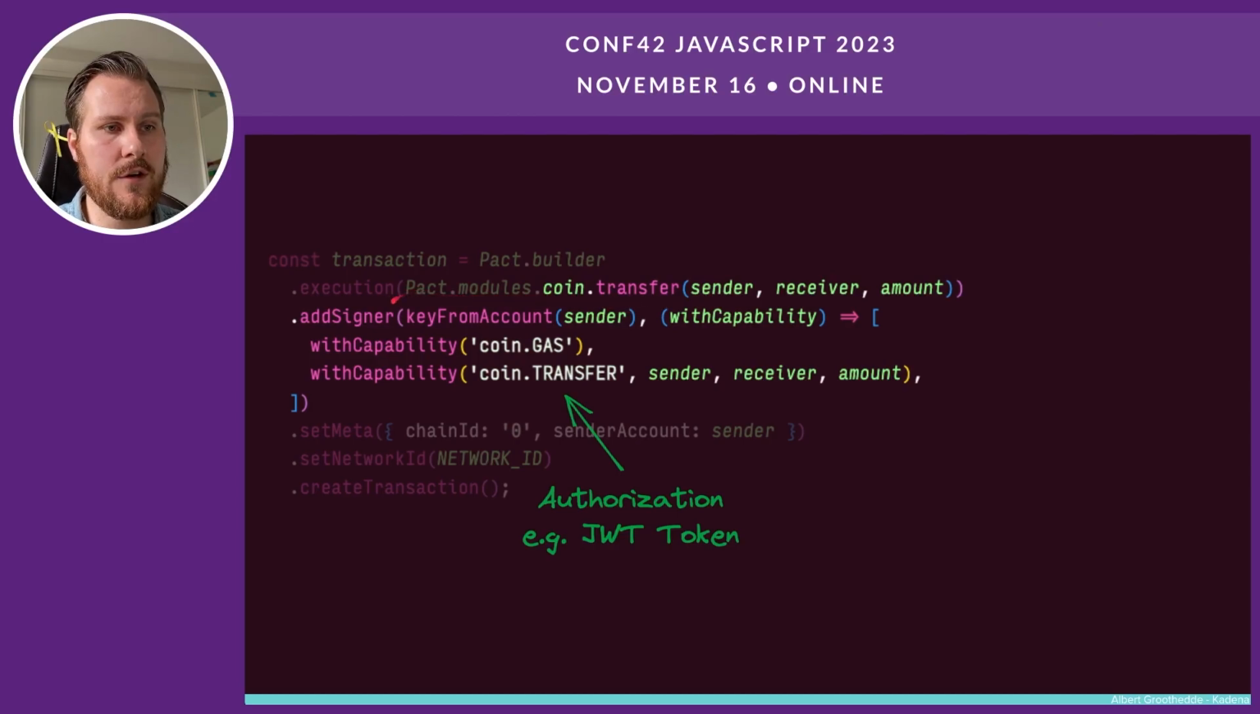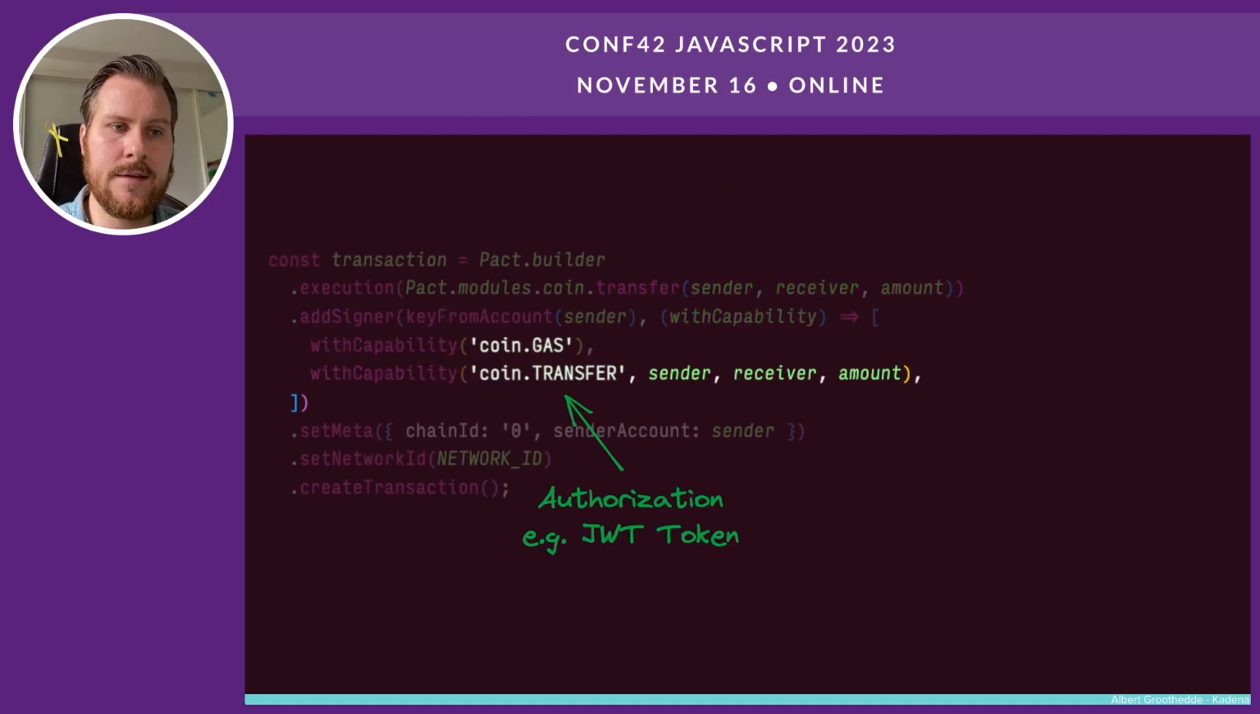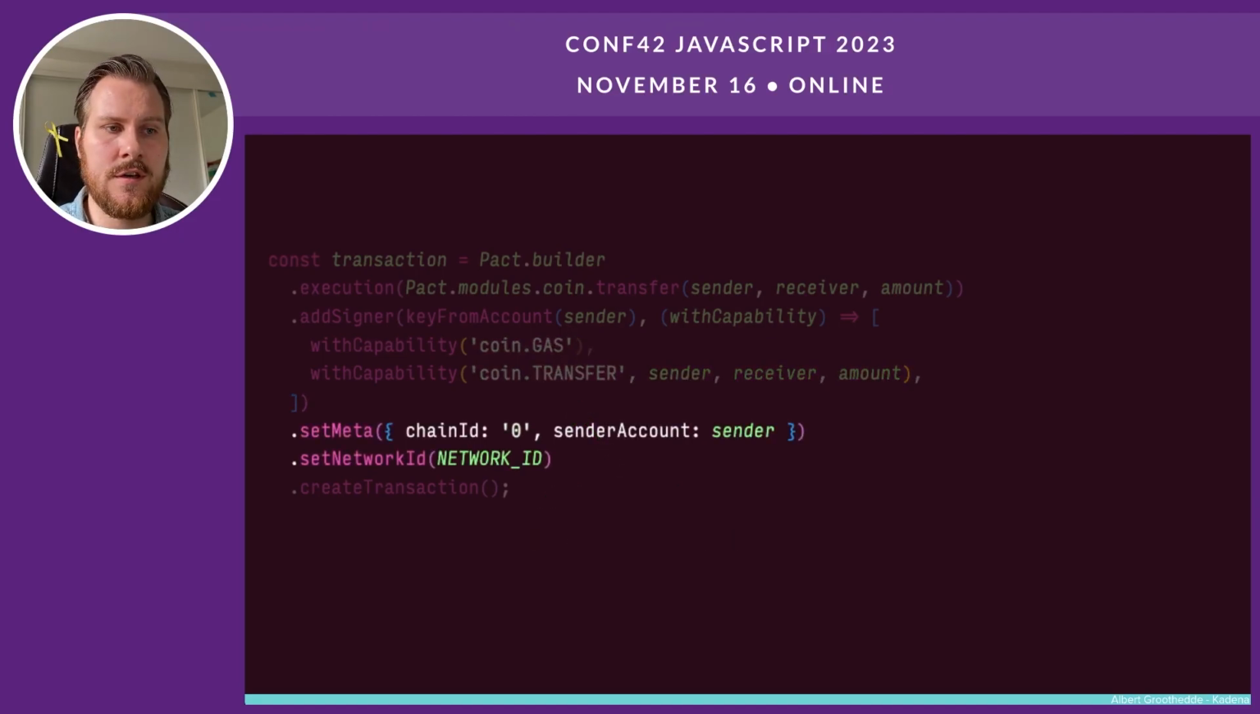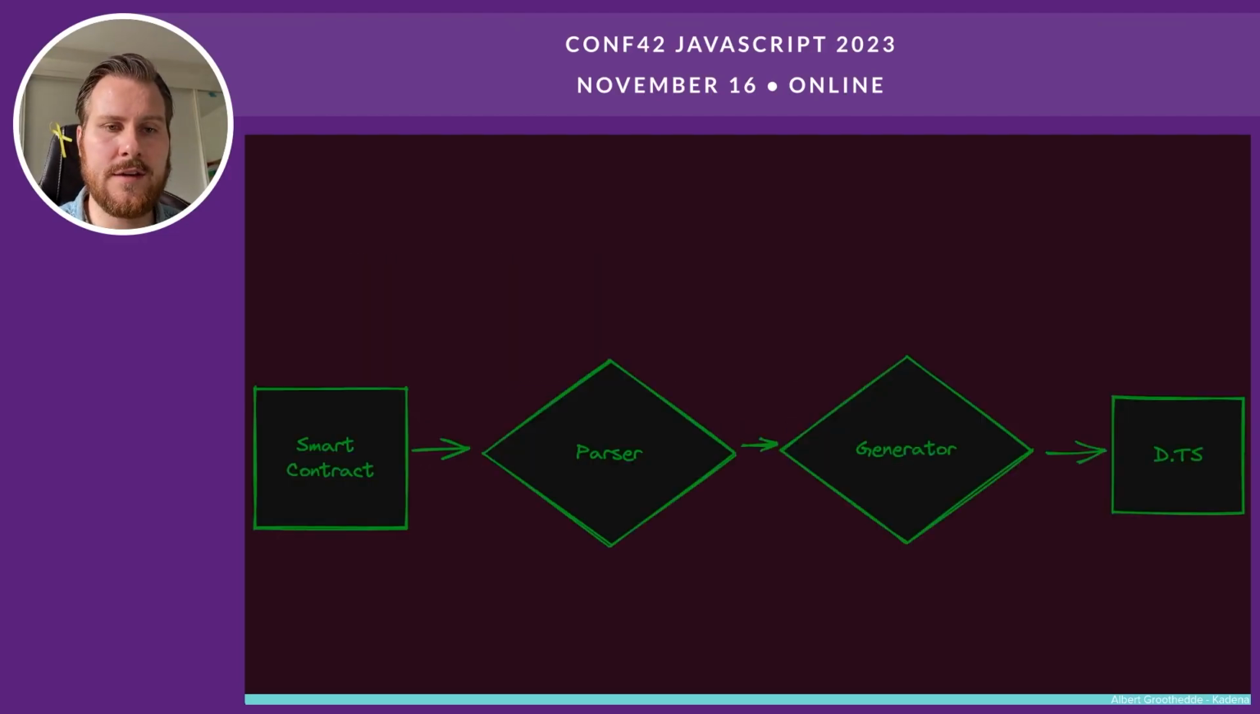So here we say, okay, this is the command that I want to execute. And the add signer part will then make sure that you have to include this. This is also done type-safely, which is really neat. And then we have some plumbing logic to make sure that we can send this transaction to the blockchain successfully. So how do we do that?